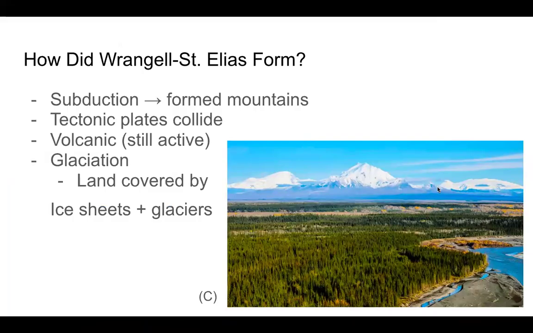How did Wrangell St. Elias form? Wrangell St. Elias is located in Alaska and is the largest national park with over 13 million acres dedicated to wildlife preservation. It was originally deemed a national monument in 1978 and just 2 years later renamed as a national park. The formation of Wrangell St. Elias National Park was due to glaciation and the collision of tectonic plates.